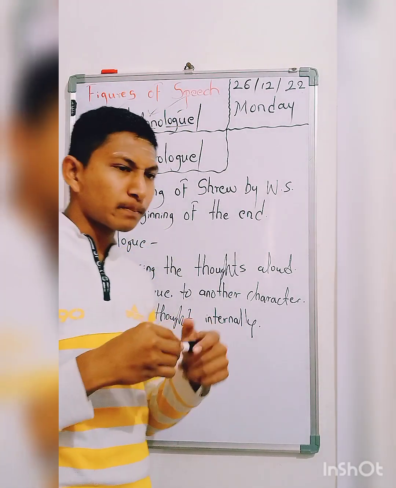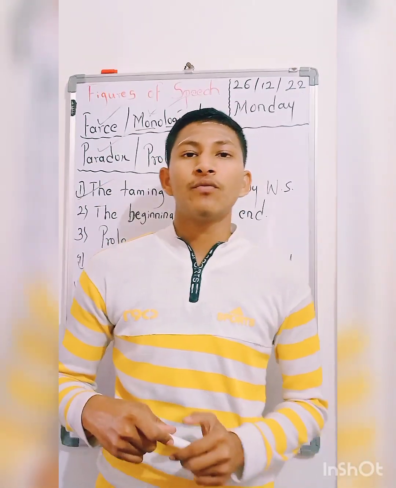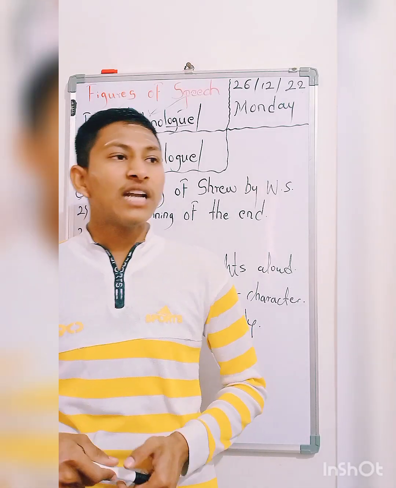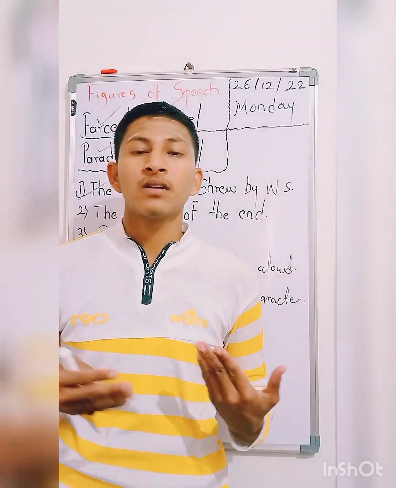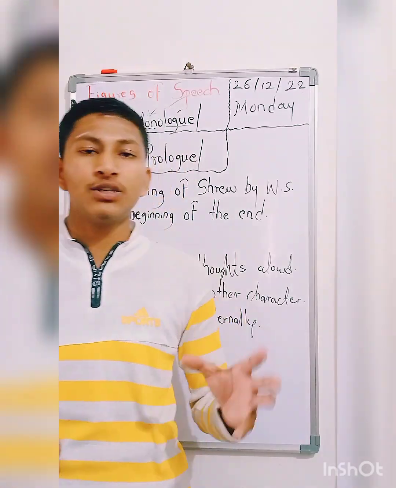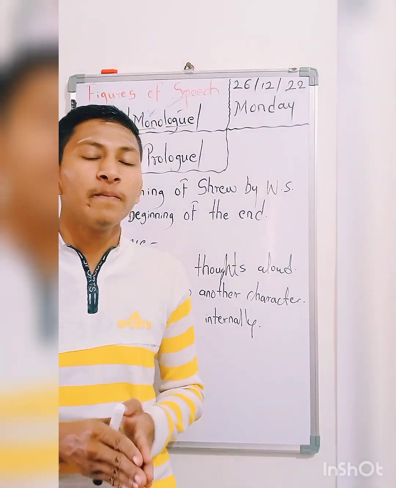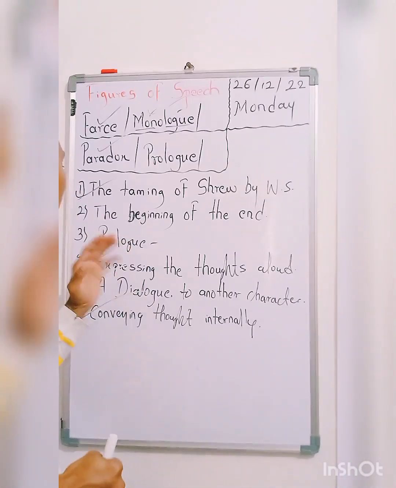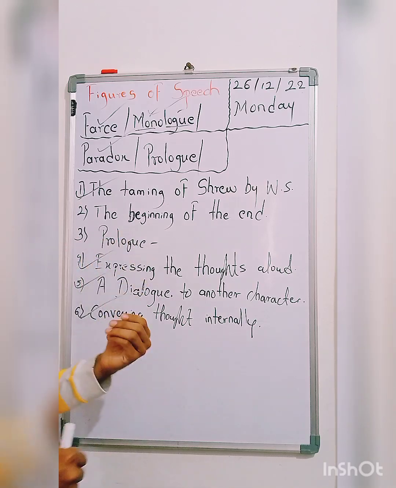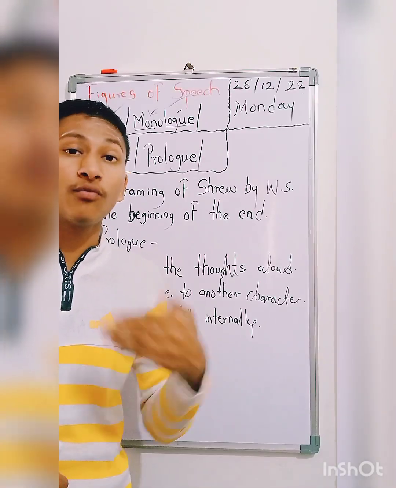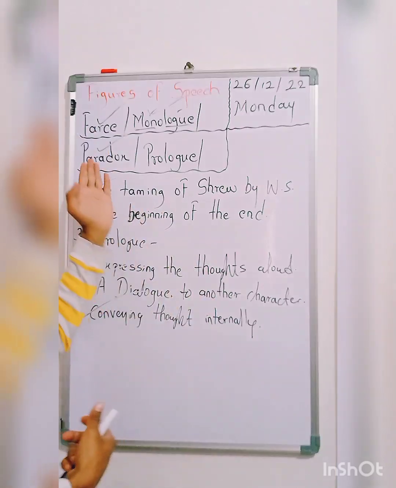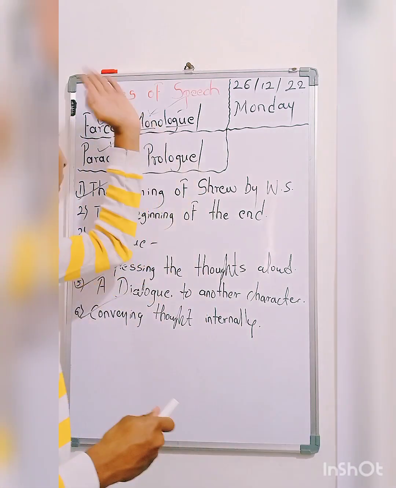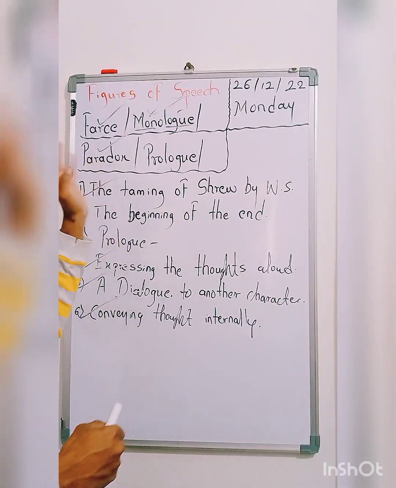Paradox is nothing but framing sentences with the use of two contradictory words that seem absurd and a little meaningless, but when you use them according to the situation, when you insert them into a circumstance, then you will understand how paradox plays a vital role in the English language. Paradox is one of the very interesting and instructive figures of speech.